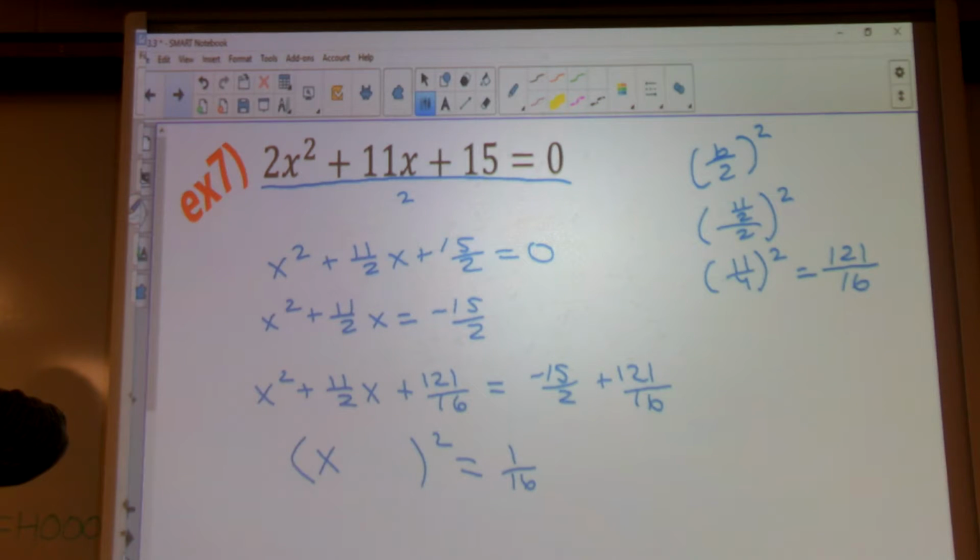I got negative 1,815 over 32. Well, you got it wrong. Oh, I multiplied them. Yeah, 1/16? Yes. There we go, 1/16.